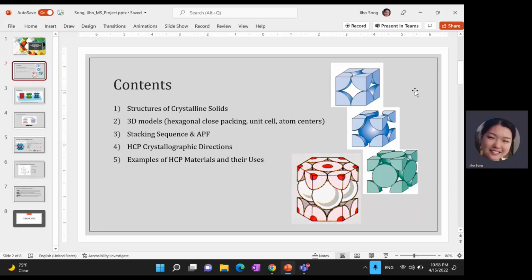In class, we covered simple cubic structure, body-centered cubic structure, face-centered cubic structure, as well as hexagonal close packed structure, and we're going to focus on HCP.